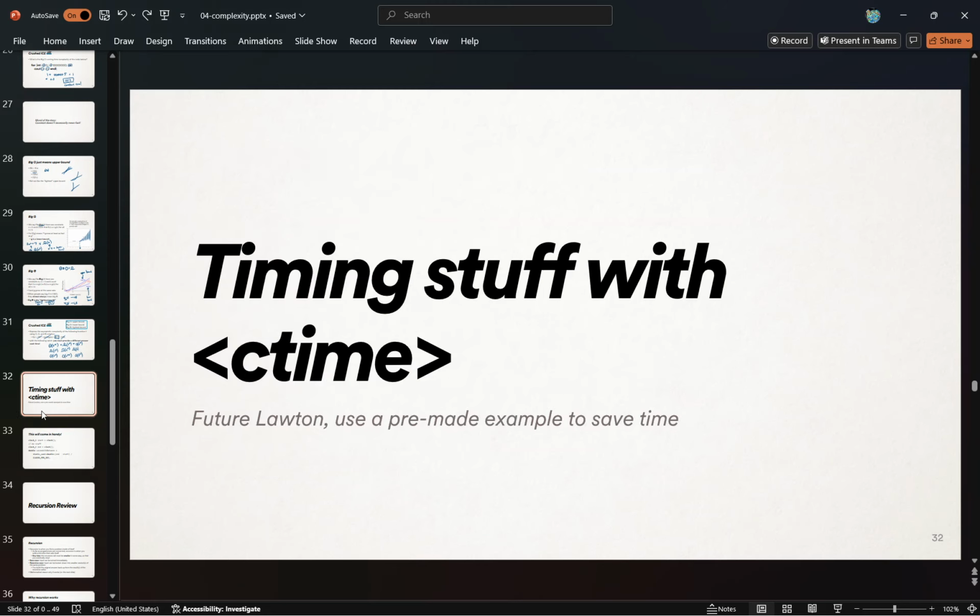Okay, so it's a short little section. If you ever care about getting the time of something, that's one way to do it. Does that make enough sense?